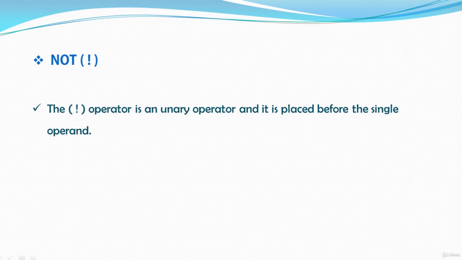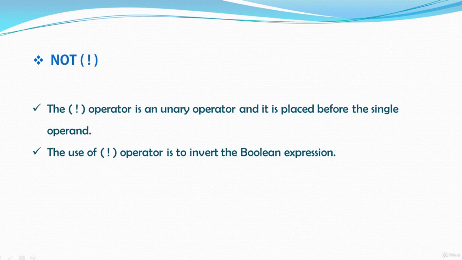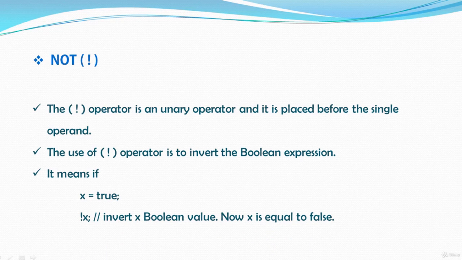Now, the third and last logical operator is NOT. The NOT operator is a little bit different from the AND and OR operators. The NOT operator is a unary operator and it is placed before a single operand. The use of the NOT operator is to invert the Boolean expression. It means if x is equal to true, then using the NOT operator, you can invert its value by just specifying the NOT operator before the variable.